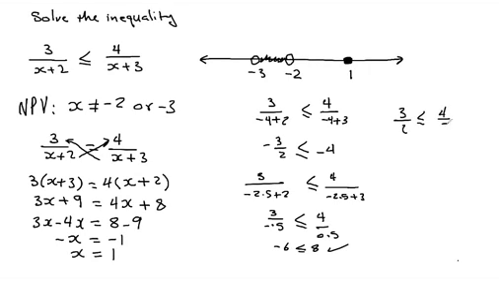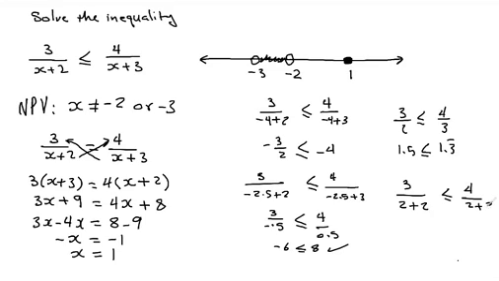Okay, now let's take a number in here. The best number to take is 0 here, because with 0, you could just ignore the x's and go 3 over 2 is less than or equal to 4 over 3. You know 3 over 2 is 1.5, and 4 over 3 is 1.3 repeating. So 1.5 definitely is not less than 1.3 repeating, so you don't shade here.